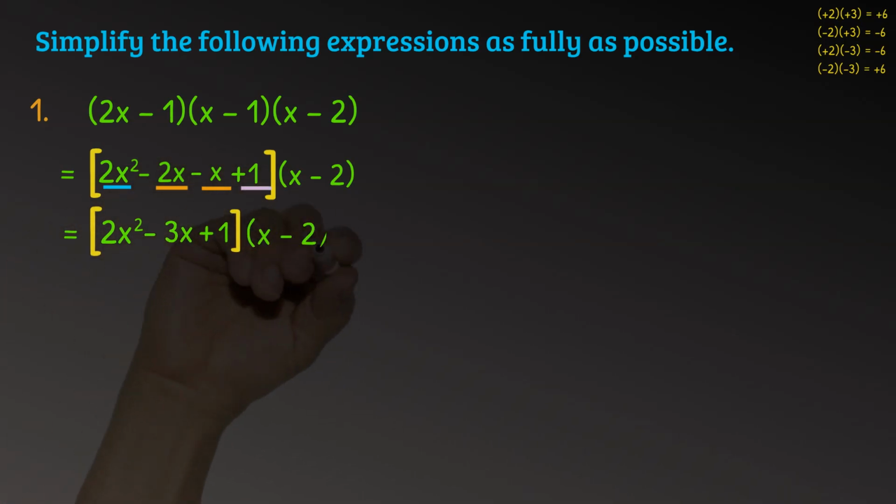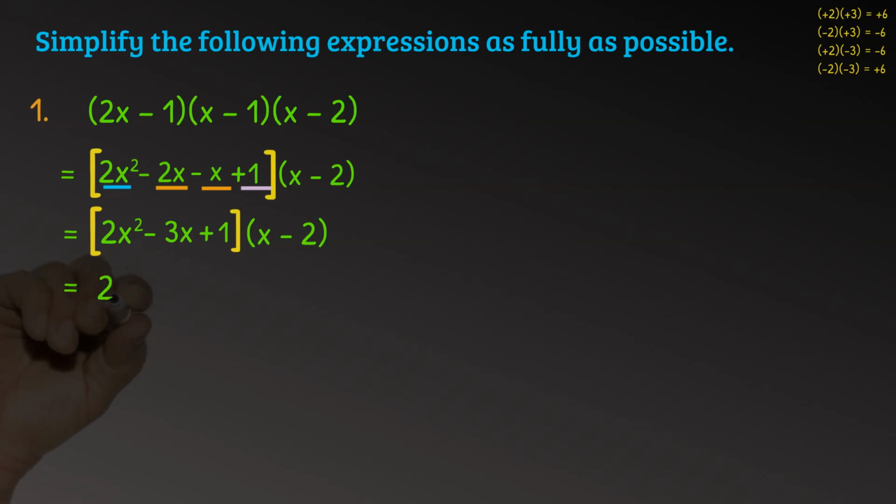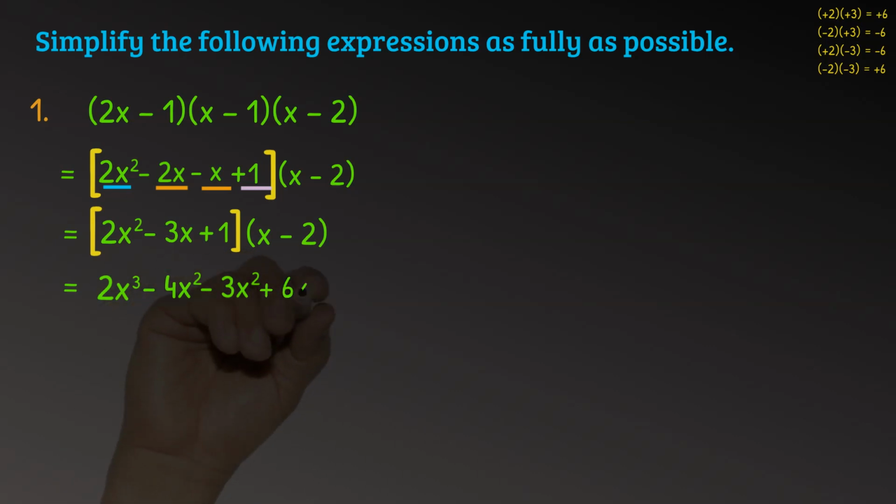And then we multiply the yellow bracket with x minus 2. So 2x squared times x is 2x cubed. 2x squared times minus 2 is minus 4x squared. Minus 3x times x is minus 3x squared. Minus 3x times minus 2 is plus 6x. Plus 1 times x is plus x, and plus 1 times minus 2 is minus 2.